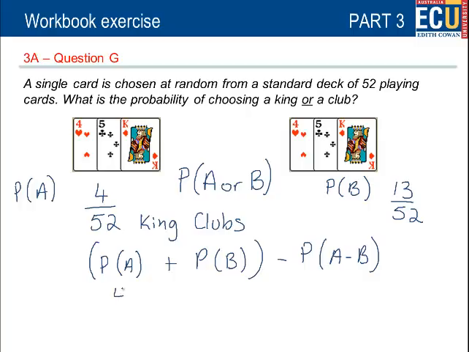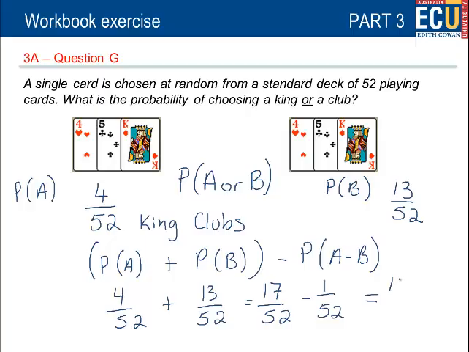Therefore, the probability of A was 4 over 52. And we add this with the probability of B, which is 13 over 52. And to add these together equals 17 over 52. We take away the probability of A and B, which happens to be 1 over 52, because there is one King of Clubs in a deck of cards. Our answer, therefore, is 16 over 52.